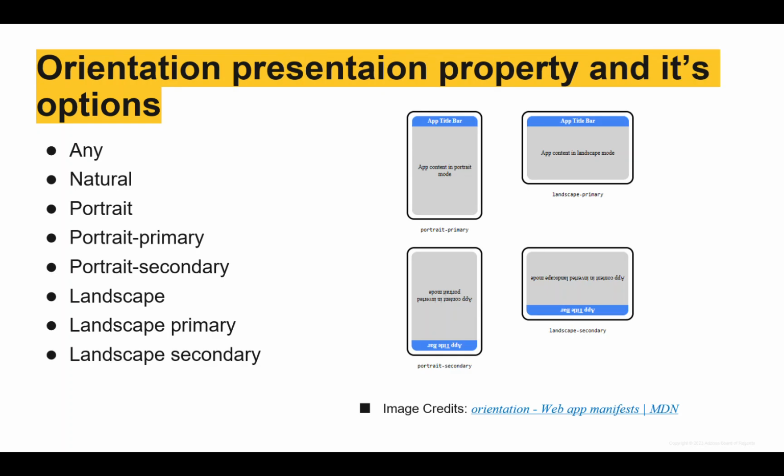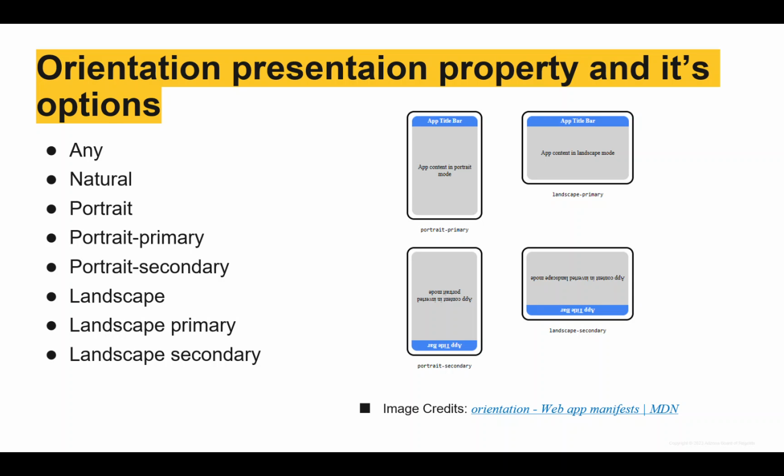There is another display property which is called orientation. It also has multiple values that we can provide. Any: if we give the orientation property as any, it will basically display our application on this size of the screen. It will fill the screen entirely. And then there is natural. Natural is basically the default orientation of your web browser, and it will adapt according to the web browser's size.